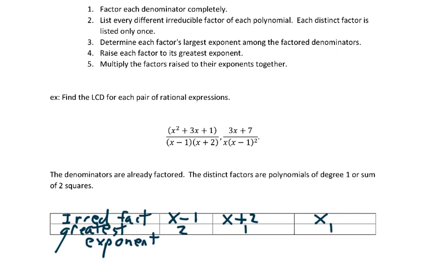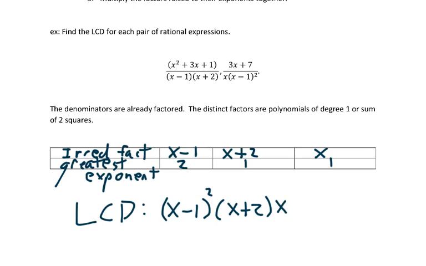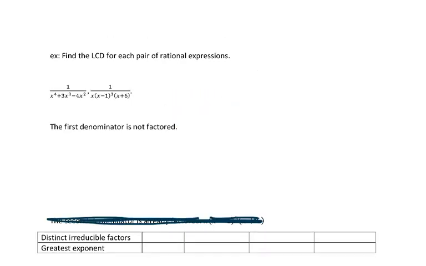So the LCD then is going to be x minus 1 squared times x plus 2 to the first. When you raise something to the first power, you really don't have to write the exponent, times x. That is our LCD for this pair here. Okay, so that's one example. Here's another one. Let's now find the LCD for this pair.